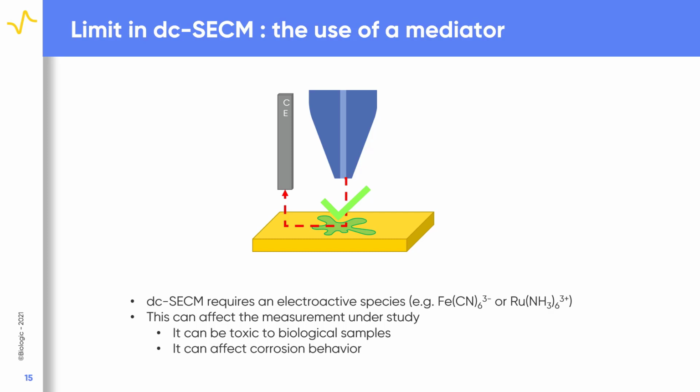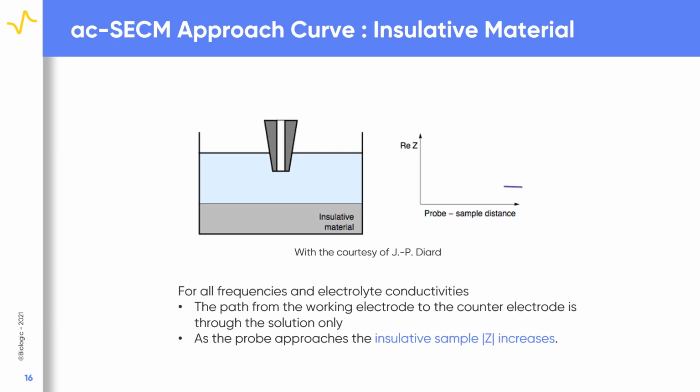In ac-SECM, a sine wave signal is applied to the probe, allowing the sample impedance to be locally measured. As with dc-SECM, the sample material affects the signal measured by the probe. While for dc-SECM there are only two possibilities, there are three possibilities in ac-SECM. In all cases, when the probe is over an insulator, the signal path from the working electrode to the counter electrode is always through solution. As the probe to sample distance decreases, the layer of solution between the two decreases. This therefore causes impedance magnitude to increase, as illustrated.